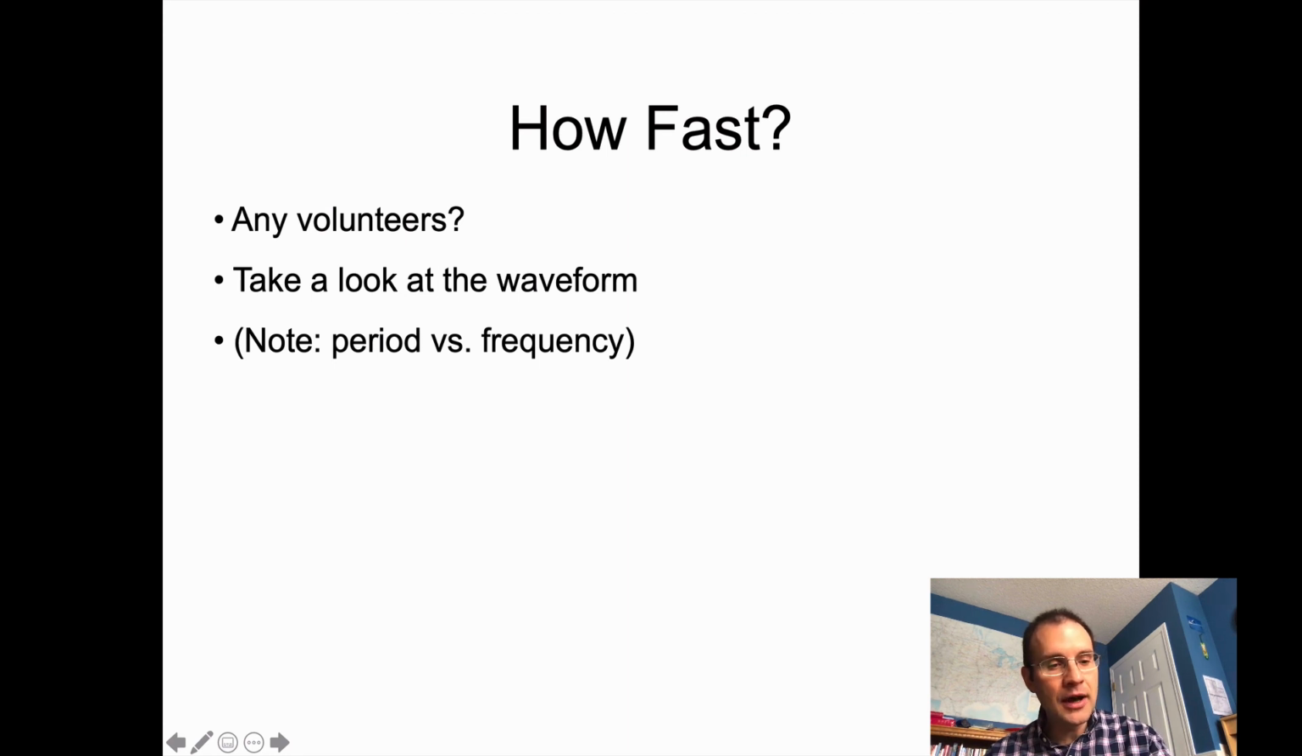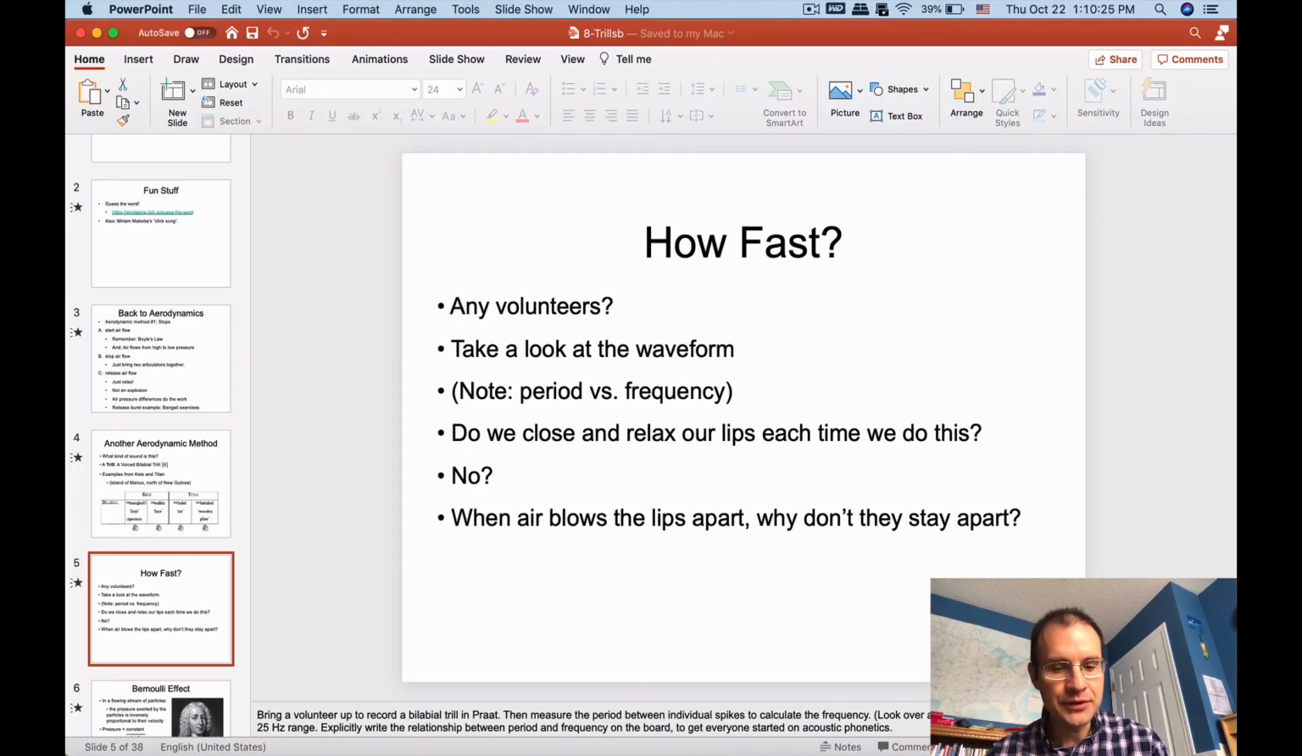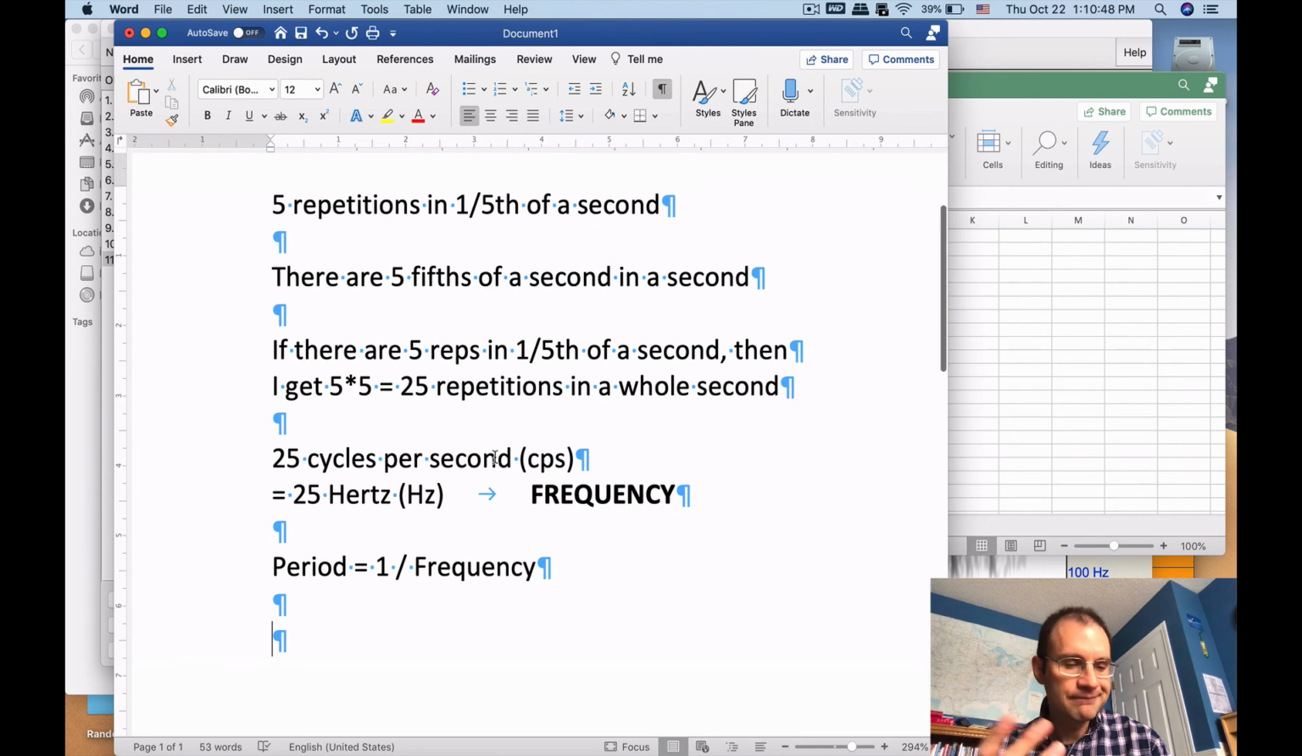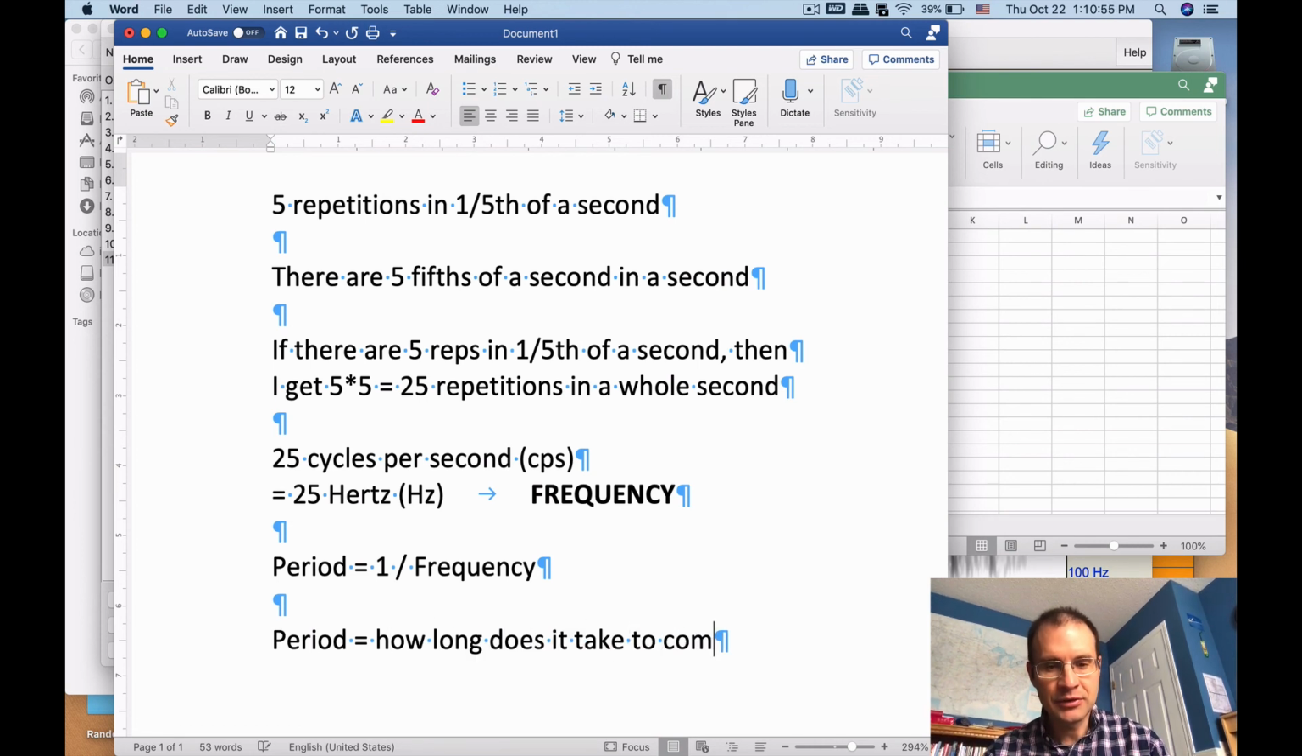Oh, right. I'll go back to this point as well, too. There's a difference between period and frequency. If I'm talking about hertz, that is a measure of frequency. So 25 hertz is the frequency with which my lips open and close when I'm making a bilabial trill. If I want to talk about period, period is 1 over the frequency. It's how long it takes to complete one cycle.